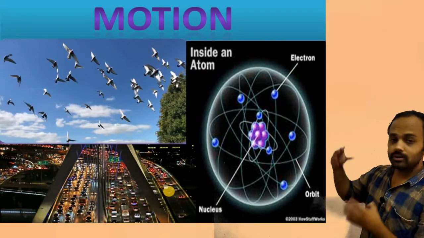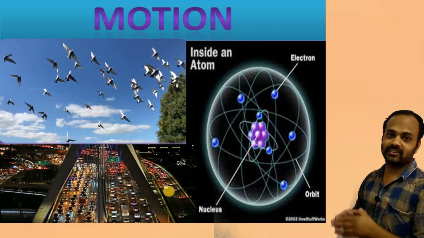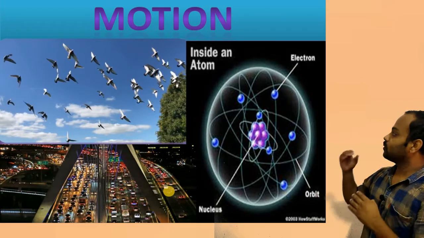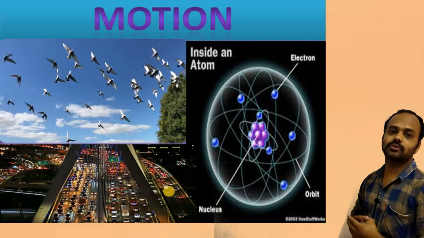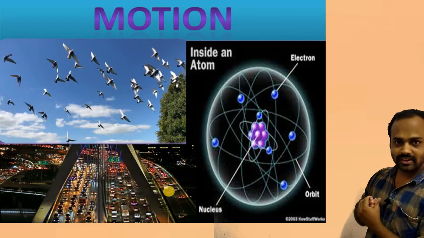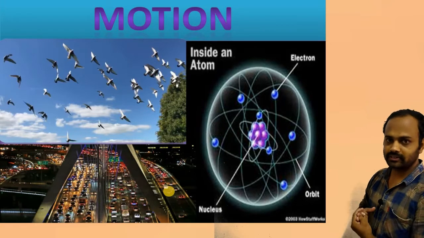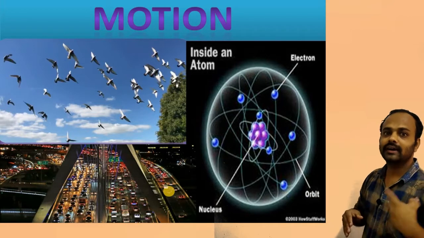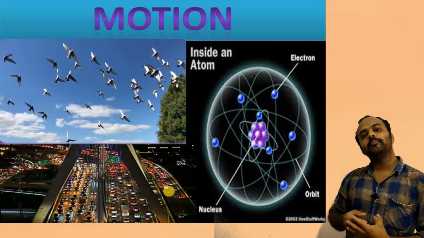Seasonally they migrate. That is what we call motion. And the electrons revolving around the nucleus, that is also called motion. And the cars moving from one place to another place, this bunch of cars moving from one place to another, this is called motion.